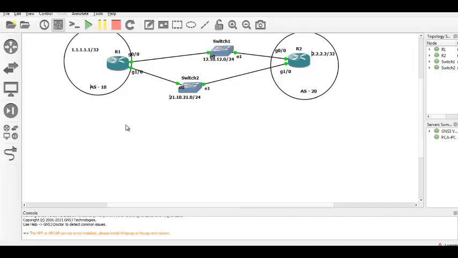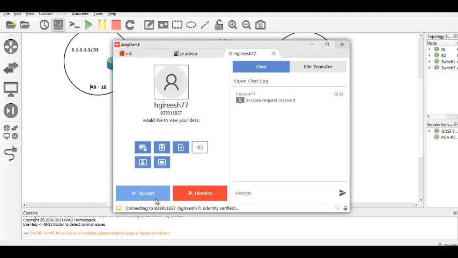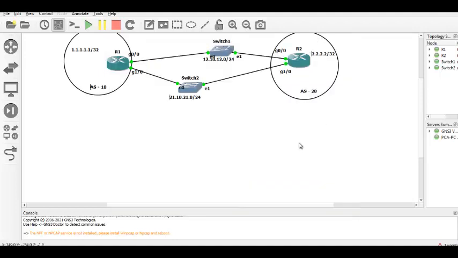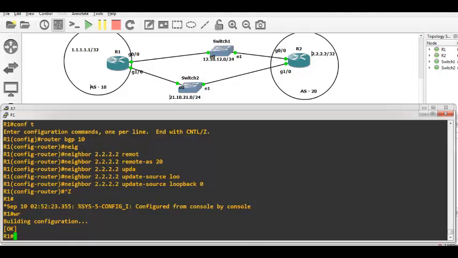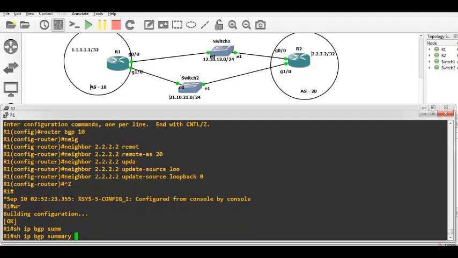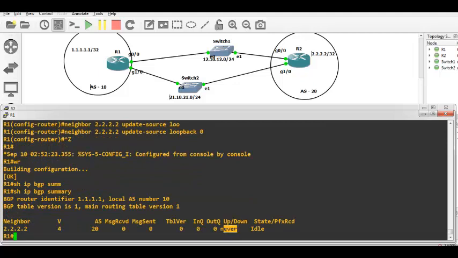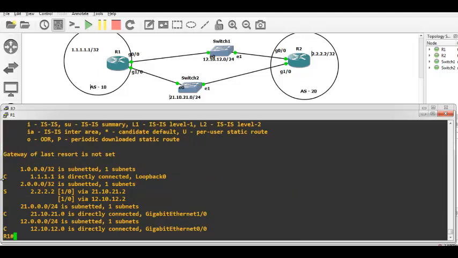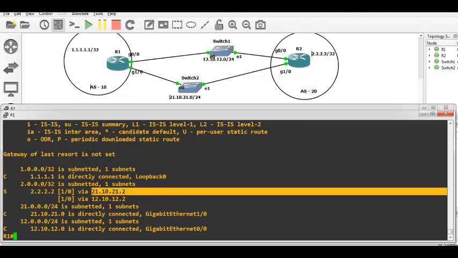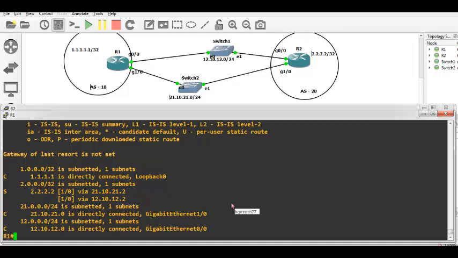Girish, you need to form the neighbor using loopback. Yes, continue, please. Okay, sir. It'll never come. You know why? eBGP neighbors need to be seen as directly connected. Look at this routing table. Show IP route. Is 2.2.2.2 said directly connected like this? No. eBGP multihop, yes, we'll talk about it. Now, it is not seen as directly connected, no?